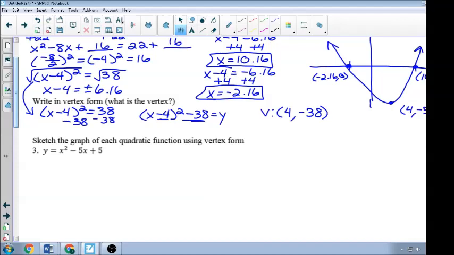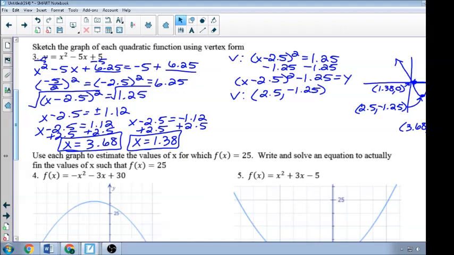There's our graph. What I would like you to do now is to go ahead and try number 3 on your own. Hopefully you have a pretty good understanding of how to do this at this point. Give it a shot. Go ahead and pause the video. Let's see what you can do.